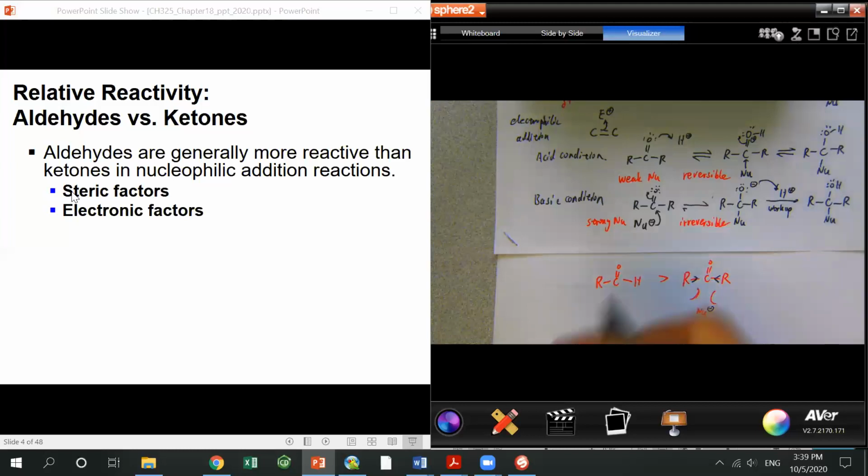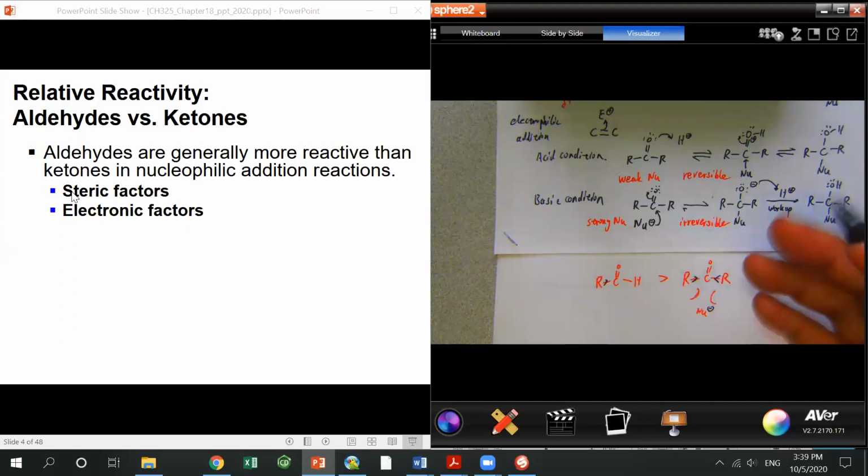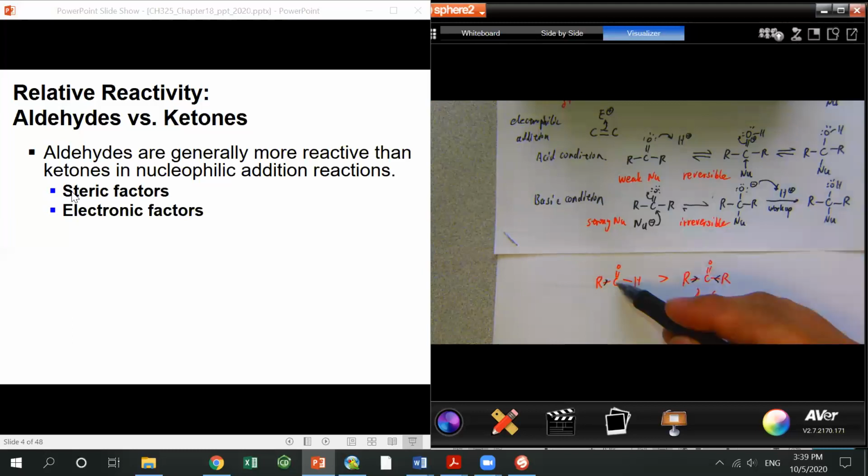But the aldehyde has only one alkyl group, so the electron-donating effect is not so strong. In this case, the central carbon is still quite poor in electrons and is easily attacked by nucleophiles. So that's one thing.